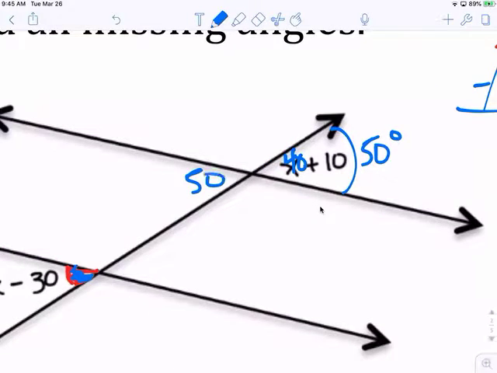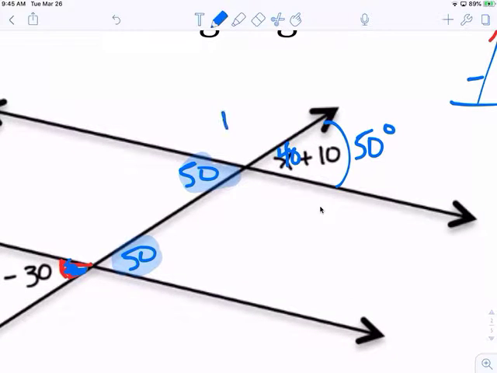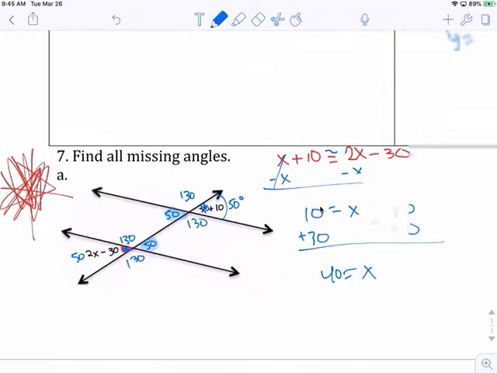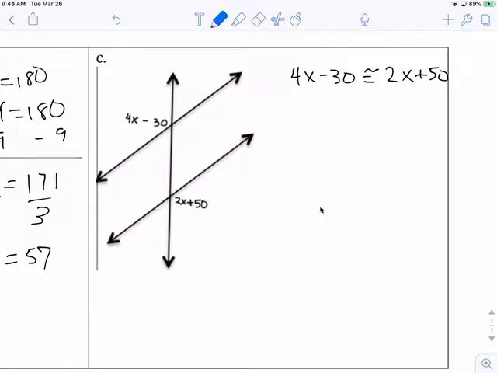Vertical angles are congruent. Alternate interior angles are congruent. The other one has to be 130 because it's 180. Okay, that's how you do that. These two are congruent, you guys, so you set it up congruent.